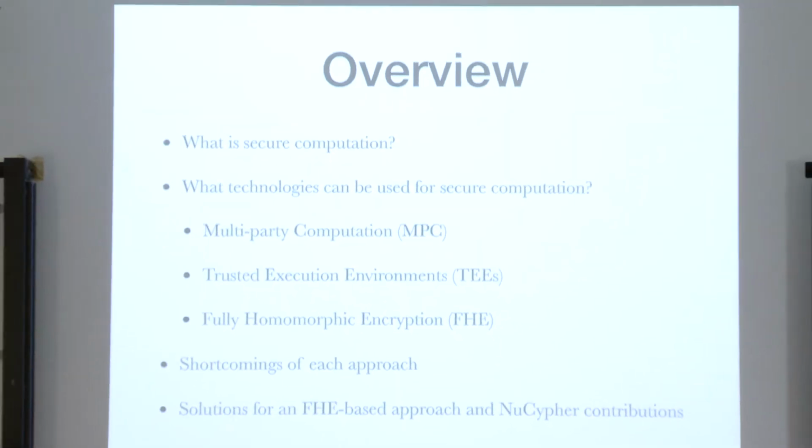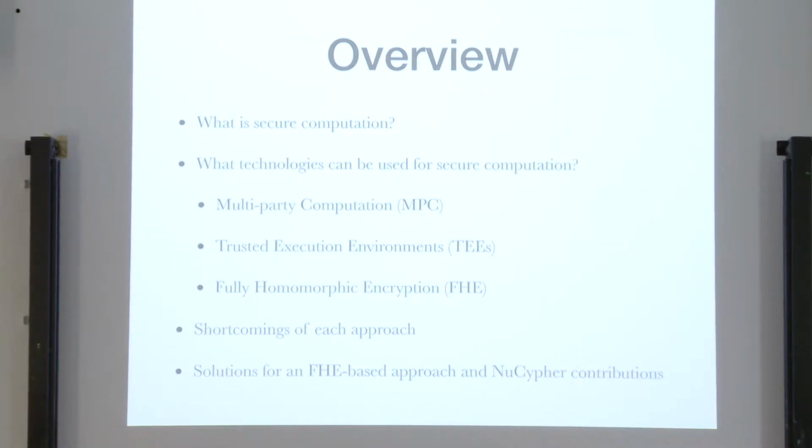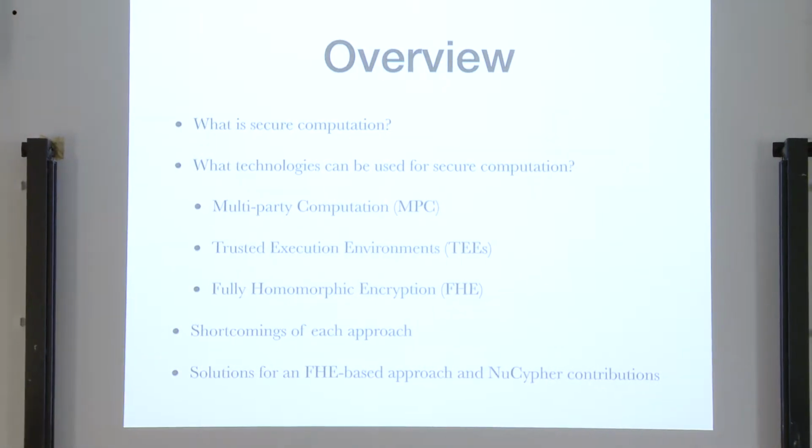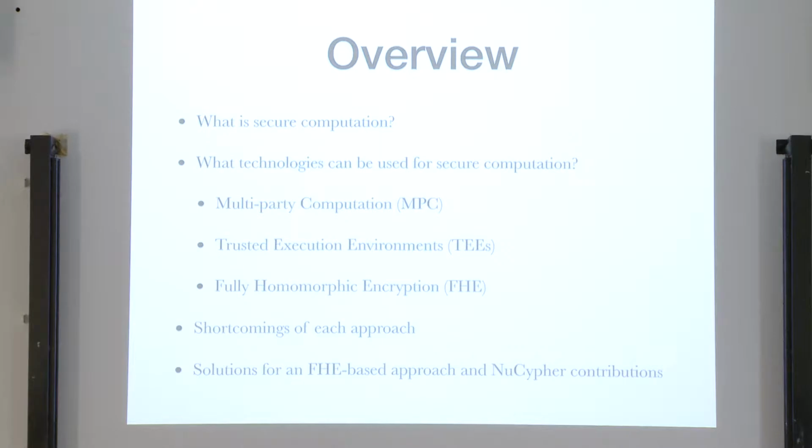So, as a brief overview, I have a lot of material to cover, by the way. So we're going to go through this really quickly, and if we have time for Q&A afterwards, I would love to talk about it and get some feedback from you guys on what you understood and what you didn't, so I can clarify it. So we're going to be going over what secure computation is, what technologies can be used for secure computation: multi-party computation, trusted execution environments, fully homomorphic encryption, the shortcomings of each approach, and solutions for an FHE-based approach, and what Nucypher has contributed to the space for that.